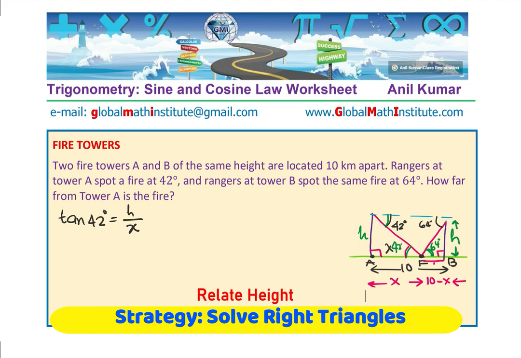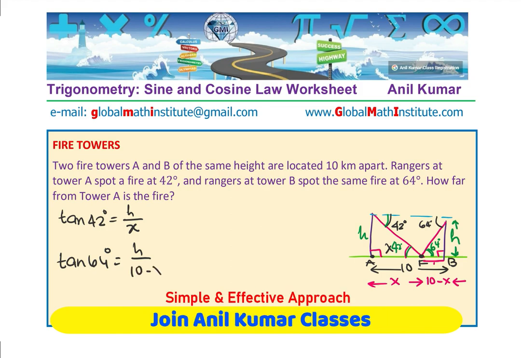So we have two different equations. One, tan 42 equals to h over x, and the other, tan of 64 is equal to h over the distance, which is 10 minus x, correct? So we're looking into the two triangles separately, right? If you want, you can label, let's say this is C and D, right? So here we are looking at the triangle ACF, right? And then we are looking at the triangle which is BDF, right?